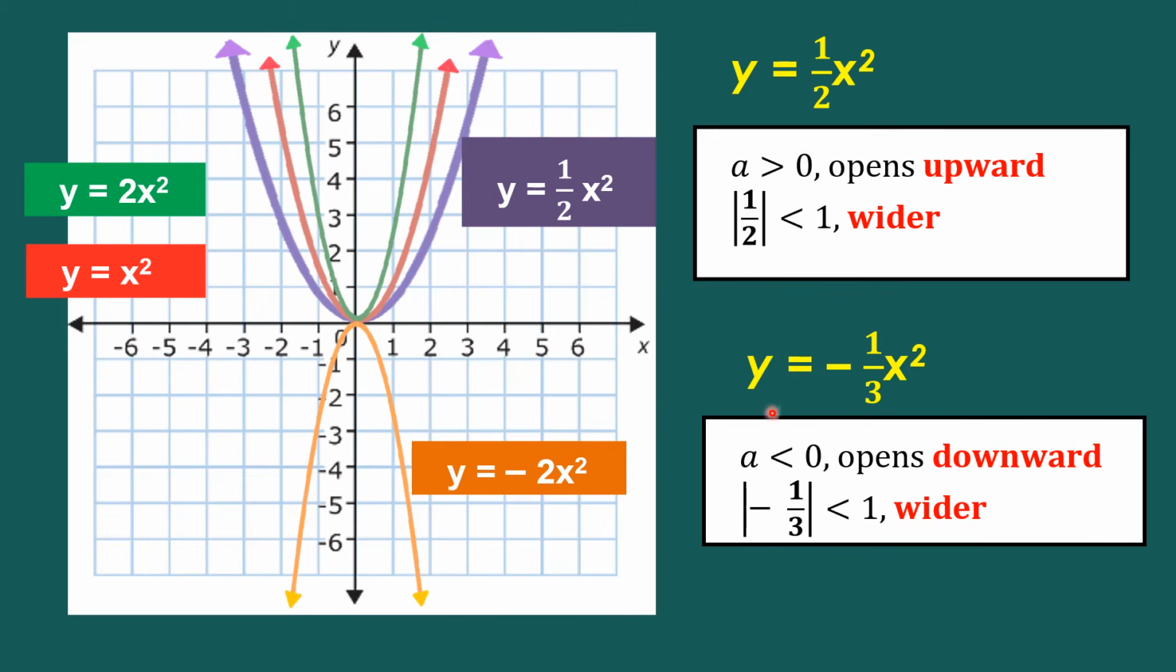How about y equals negative 1/3 x squared? Since ang value ni a natin is negative, that means our graph will open downward.